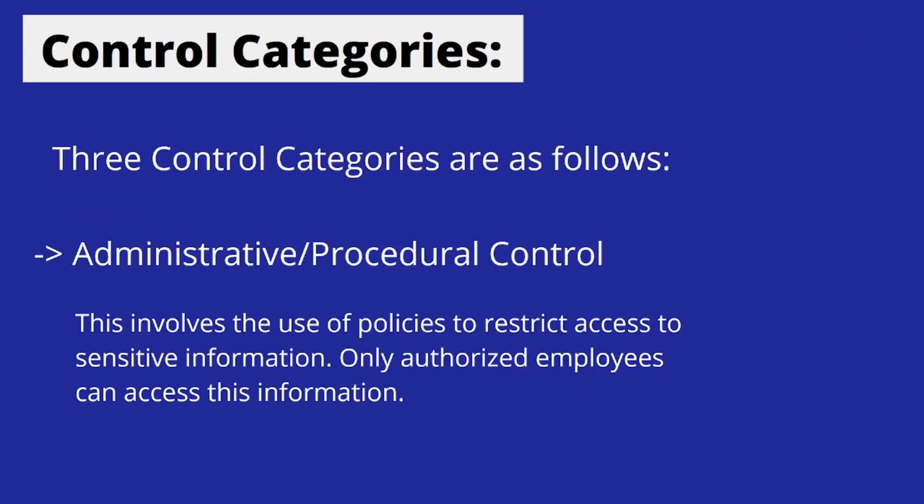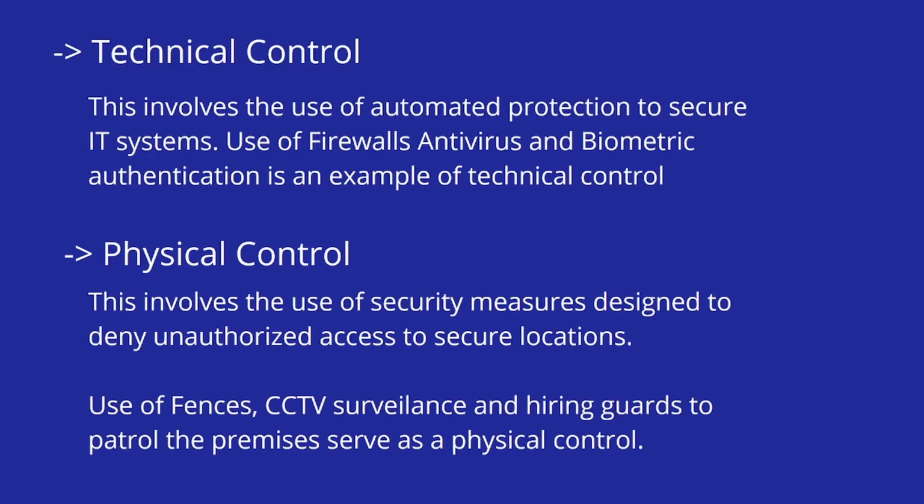There are three types. First, there's the administrative or procedural control. This involves the use of policies to restrict access to sensitive information. Only authorized employees can access this sensitive information. Technical control. This control involves the use of automated protection to secure the IT infrastructure. Use of firewalls, antivirus, and biometric authentication is an example of technical control.